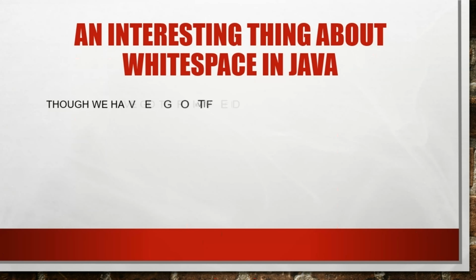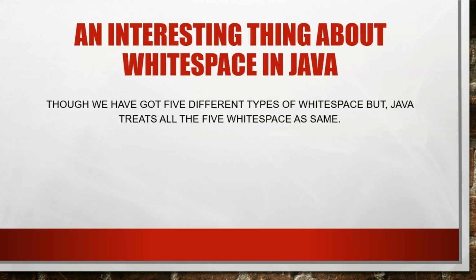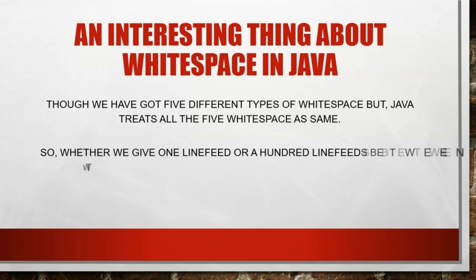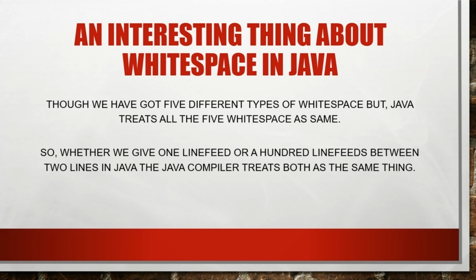Now here is an interesting thing about white space in Java. Though we have got 5 different types of white space, Java treats all the 5 white space as same. So, whether we give 1 line feed or 100 line feeds between 2 lines in Java, the Java compiler treats both as the same thing. But remember one thing, that if you give less than the required amount of white space, then it may cause some errors.